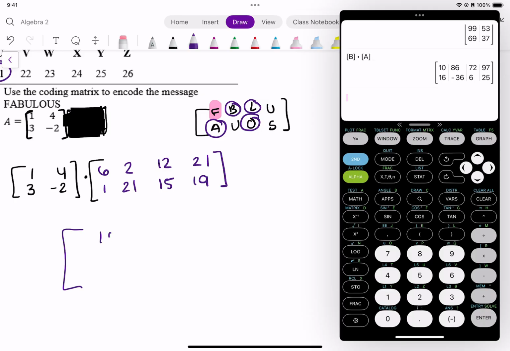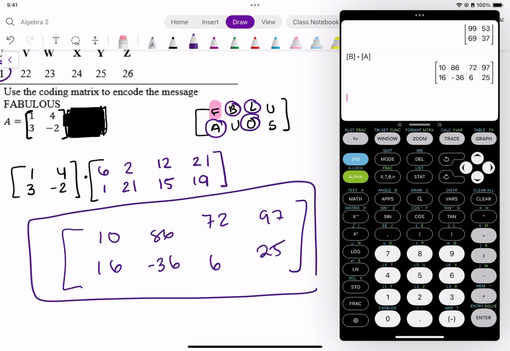We found our answer. The answer would be 10, 16, 86, -36, 72, 6, 97, and 25. That would be the encoded message.